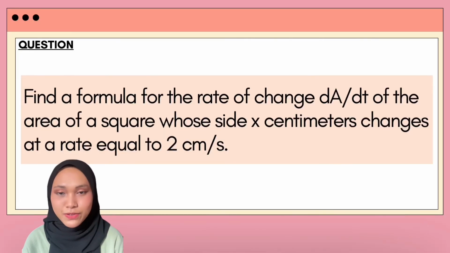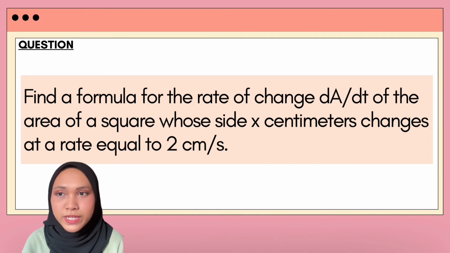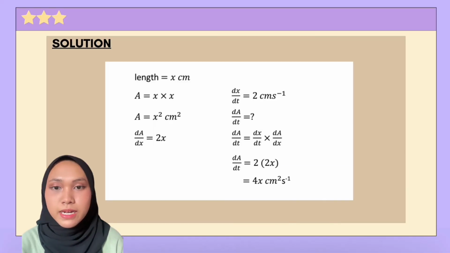Hi, I'm Shazana. Today I will discuss the question of the rate of change. The question: find the formula for the rate of change dA/dt of the area of a square whose side x centimeters changes at a rate equal to 2 cm per second.